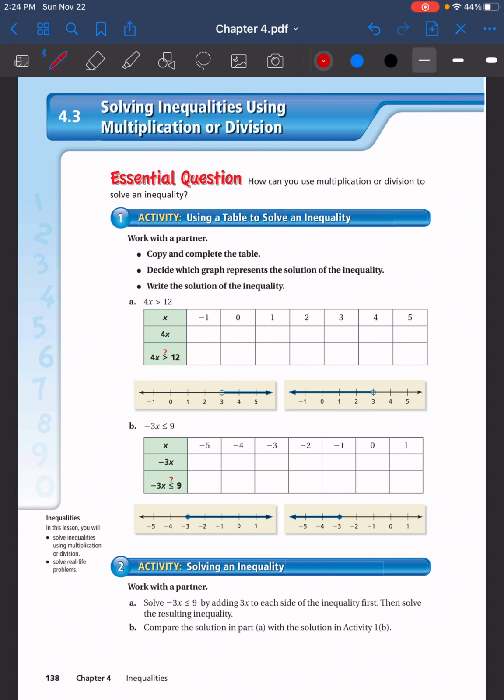Hi, 7th graders. All right, we are going to be on section 4.3, so please write that at the top of your notebook paper and go to page 138 in your book.